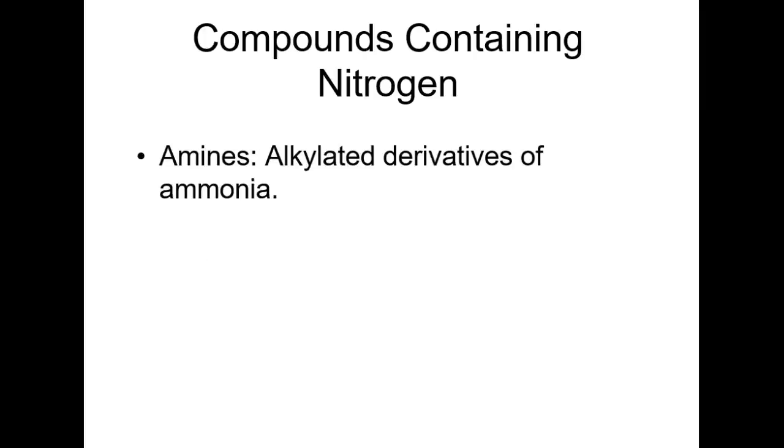Nitrogen-containing compounds. There's lots of these. An amine, all right? Amines are basically a nitrogen with a carbon group on it. You can have one carbon group. That's called a primary amine. Two carbons on a nitrogen is called a secondary amine. Or three carbons on a nitrogen, that is called a tertiary amine. Primary, secondary, tertiary. Kind of shorthand is primary, secondary, tertiary.